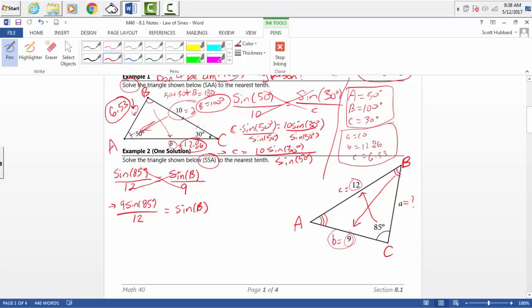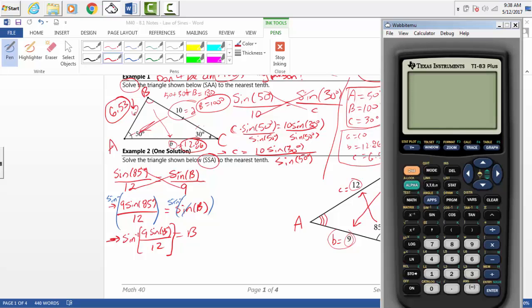Okay, so now we want to solve for that angle B, and all we do is take sine inverse, because sine inverse cancels out the sine. So I just take sine inverse of that thingy, and we'll get the angle B is just equal to sine inverse of this entire thing, 9 sine 85 over 12.